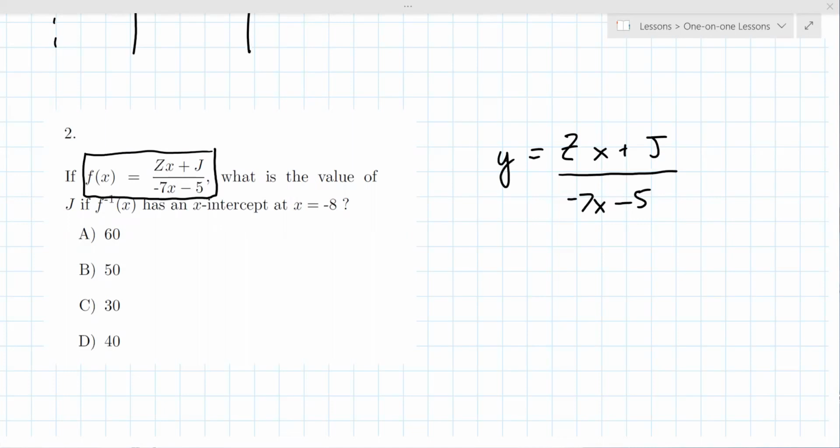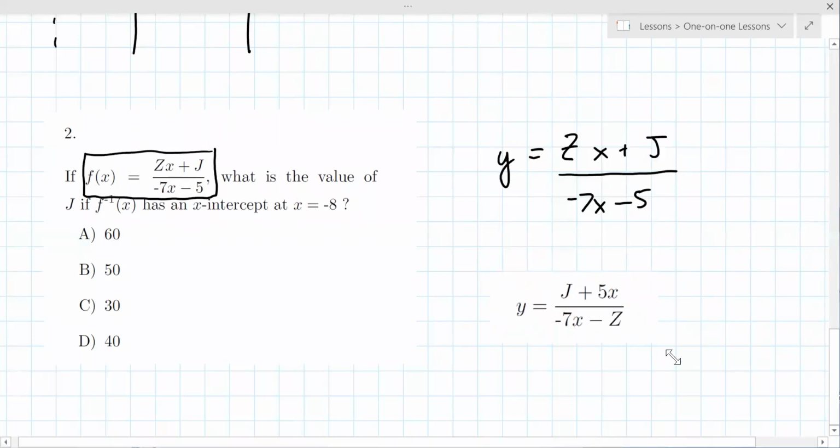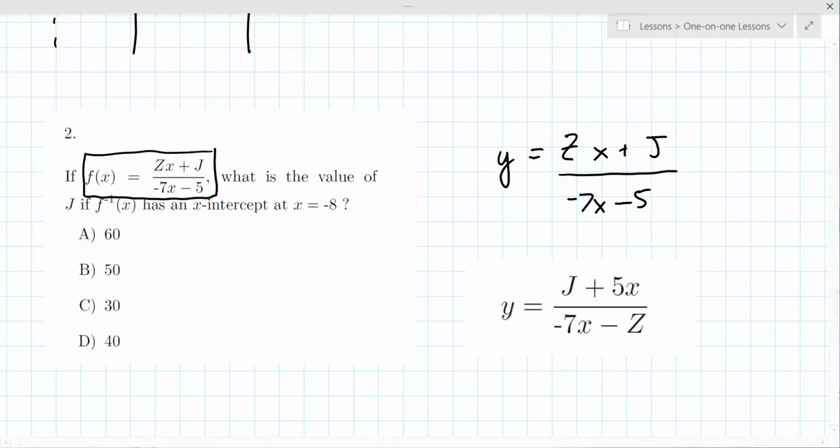Let me grab the solution and see if you've got it here. There's a couple of variations on it, like the negatives could be reassigned to the top. But did you get something like this for your inverse? J plus 5x over... Yes, I got that. Okay. So now you set the numerator equal to 0.